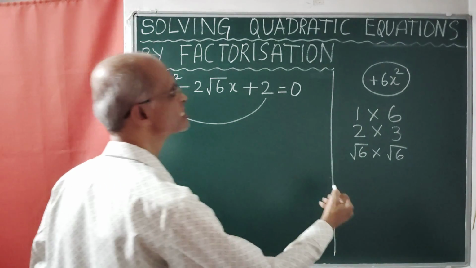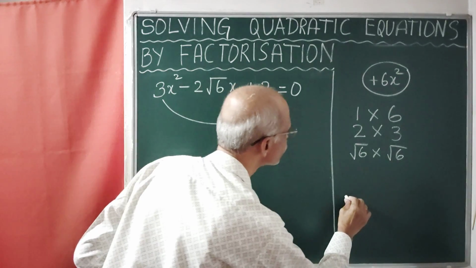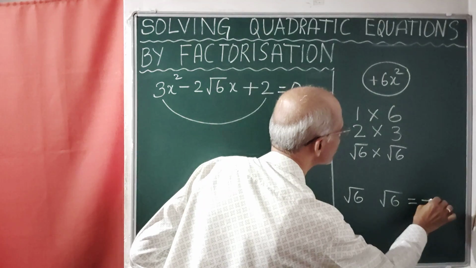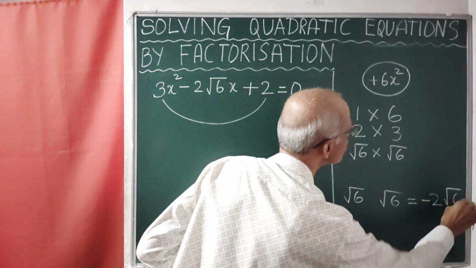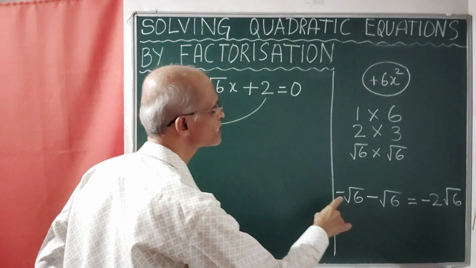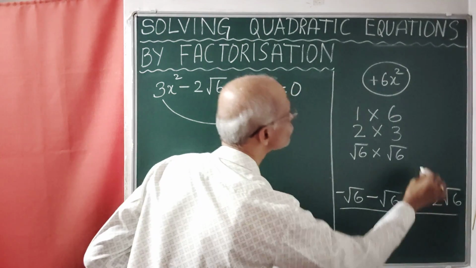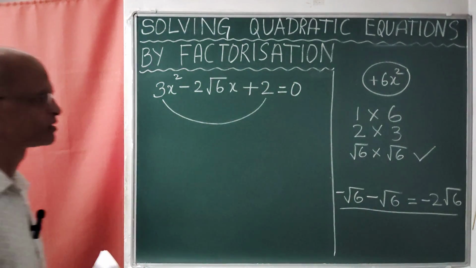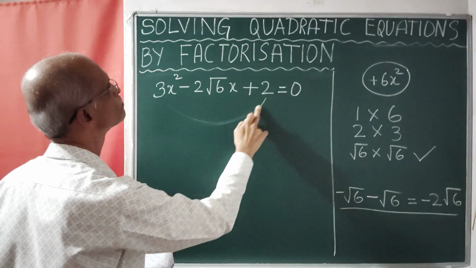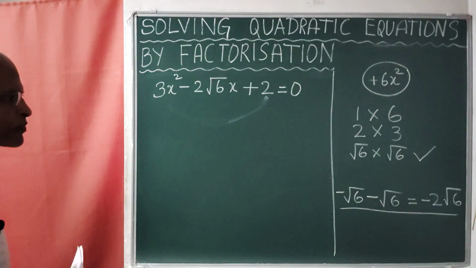Now, by using this pair of factors, I can get minus 2 root 6. I have to get minus 2 root 6, so I have to give minus signs for both. So minus root 6, minus root 6, I'll get minus 2 root 6. So this pair of factors will serve my purpose. Now my aim is to split the middle term. The middle term should be split into two parts.